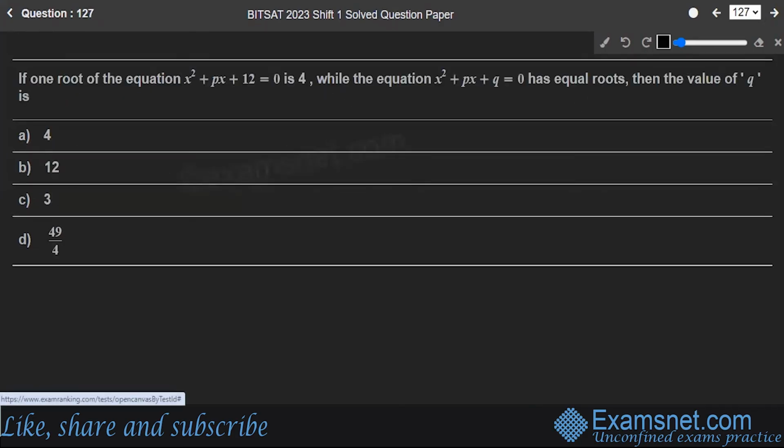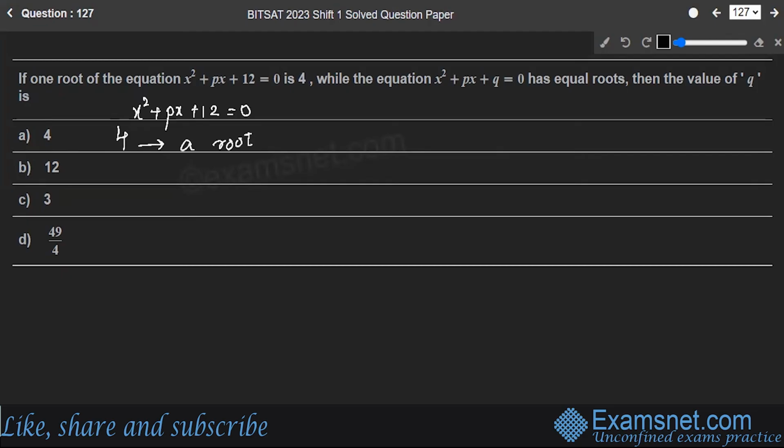If one root of the equation x^2 + px + 12 = 0 is 4, while x^2 + px + q = 0 has equal roots, then the value of q is... Let's write down the equation first: x^2 + px + 12 = 0, and you are given 4 is a root of it. So if I use it in this equation, this will be 16 + 4p + 12 = 0. That gives me p = minus 7.